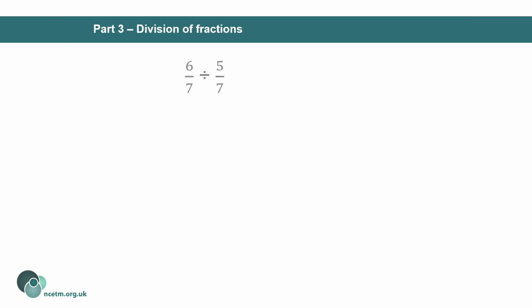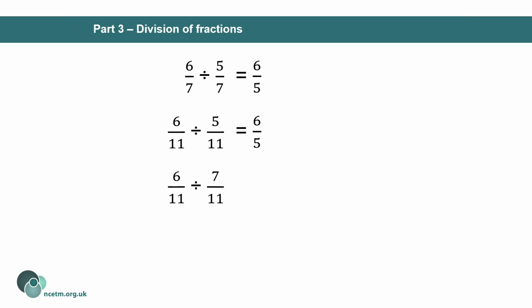After this, I then see if students can spot the pattern. So 6 over 7 divided by 5 over 7 is equal to 6 over 5. If I change the denominators, I still get a value of 6 over 5. So I'm still calculating 6 divided by 5. If I change the numerators, I get a new divisor of 7, so 6 over 7. So changing the numerator of the divisor will give us a new denominator of 7.